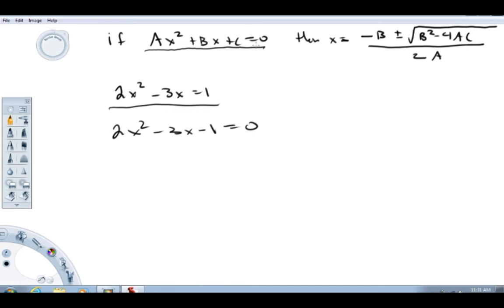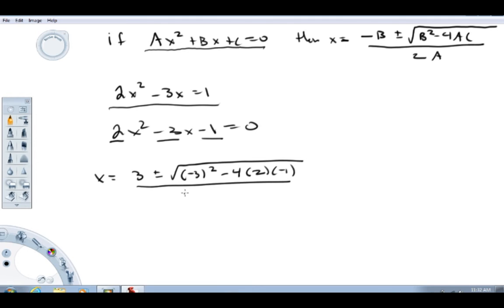So if I do that, here my a is 2, b is negative 3, and c is equal to negative 1. So x is going to equal, let's see, opposite of b is going to be 3, plus or minus the square root of b squared minus 4 times a times c. That's all over twice a. It's going to be 2 times 2 in the bottom.